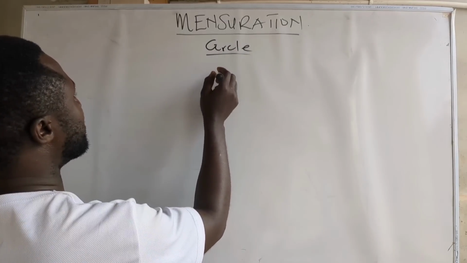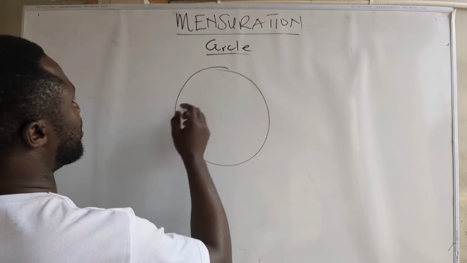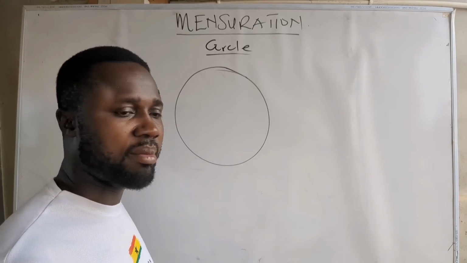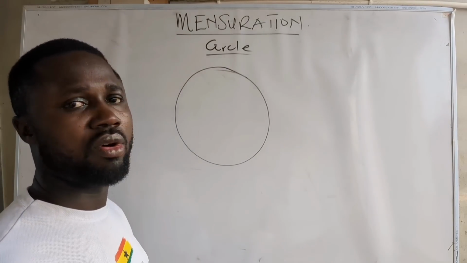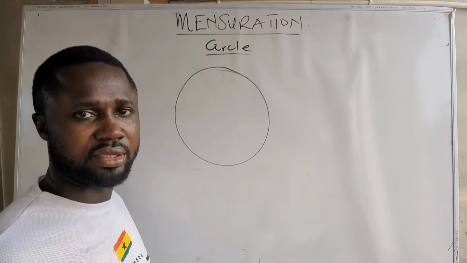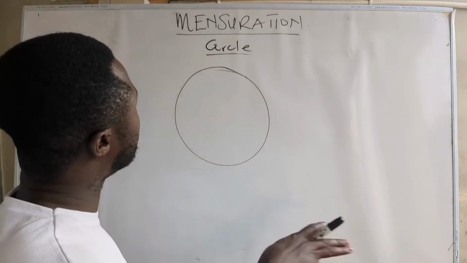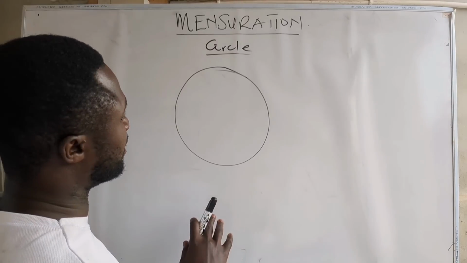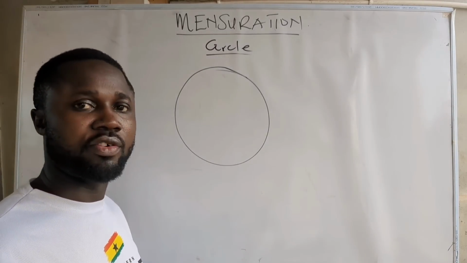Circle, we are going to learn, first of all, you have to know all the parts of a circle. When we say we are learning about circle, we have to know all the parts of what? Of a circle. Is that okay? We have to know all the parts of a circle. So let's look at the parts of a circle, and then we continue from there.